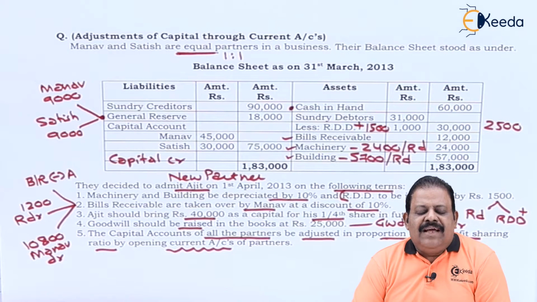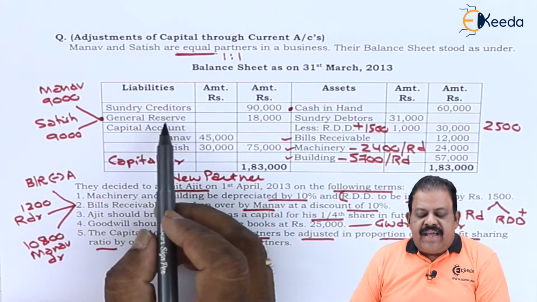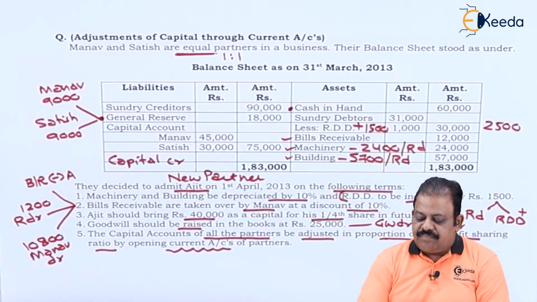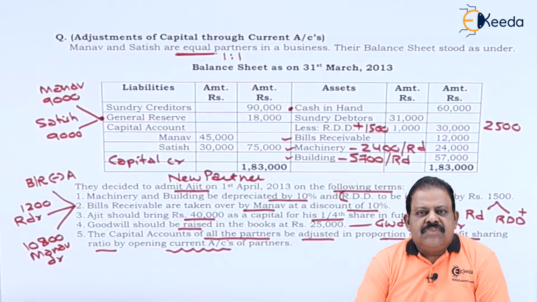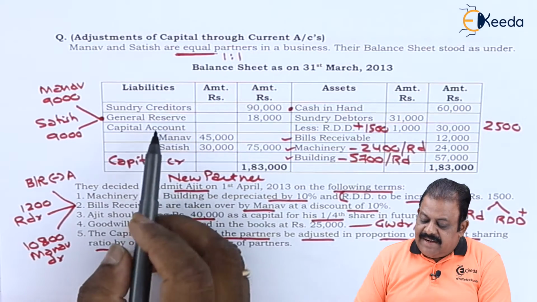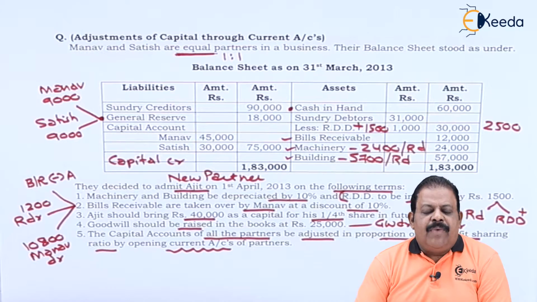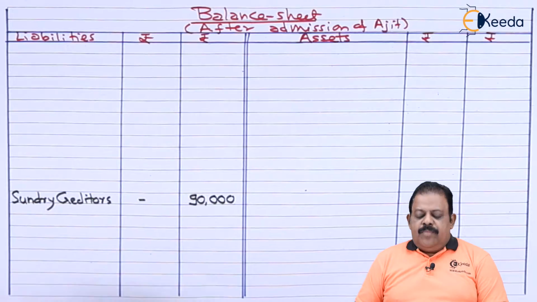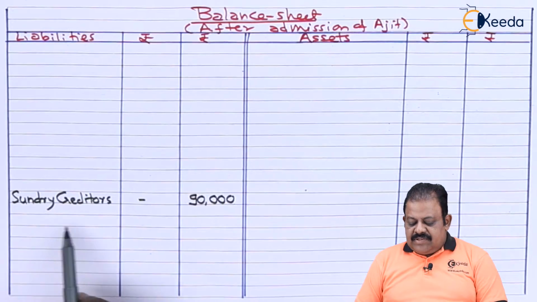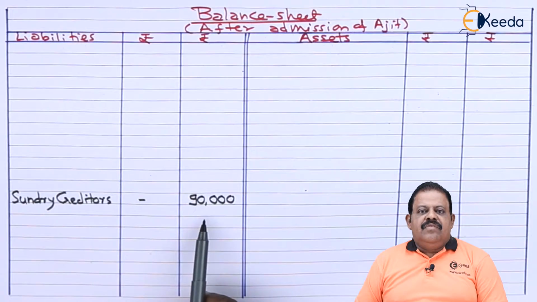Let us start with liability side. First we have sundry creditors 90,000. There is no adjustment on creditors. So this amount will be directly posted in new balance sheet on liability side. New balance sheet liability side, sundry creditors 90,000.